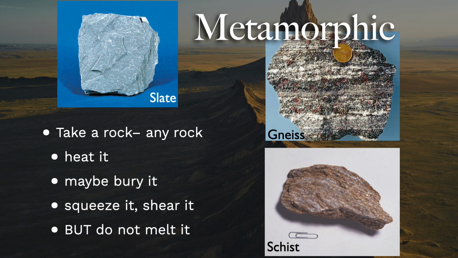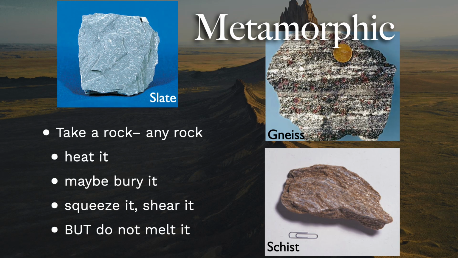So bury it maybe, squeeze it, shear it, deform it while it's hot and under pressure. Do anything you want to it, but do not completely melt that rock. Just get it really hot under some high pressures, move it around, whatever you've got to do, but don't melt it. Because if you melt that rock, then it becomes an igneous rock, because that's created by molten or liquid rock. So create that rock at the surface or wherever you're creating it, heat it up, bury it, squeeze it, don't melt it, and then you have a metamorphic rock.